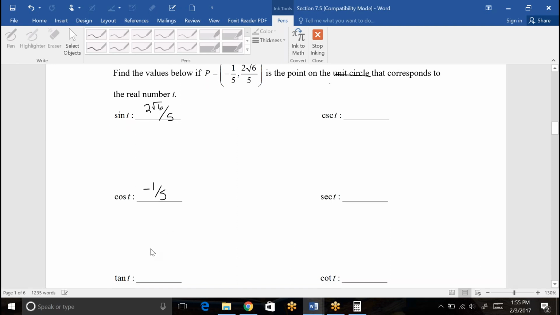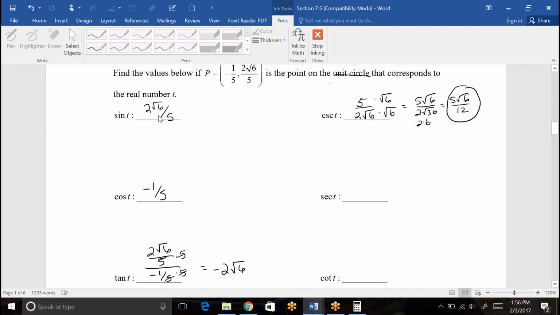Tangent's going to take a little bit of work because we have to put the y over the x. Notice we get something that looks like it needs to be cleared, so I'm going to multiply top and bottom by 5. And this is -2 square root of 6. Cosecant is the flip of this, so that would be 5 over 2 square root of 6. We need to get that square root of 6 to be rationalized out of the denominator. So that would be 2 times the square root of 36, which is 6. So 2 times 6 is 12. So that would be my cosecant. Just circle these as I get them.